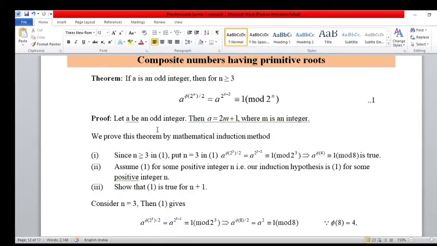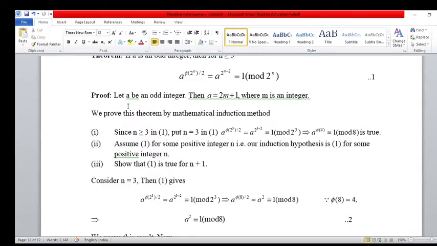Now for the proof, let a be an odd integer, then by the definition of an odd integer, a is denoted by 2m plus 1, m is an integer. We prove this theorem by mathematical induction. We have here three conditions. The first condition is n equal to 3. Put this value in this equation. We obtain a raised to the power 4 congruent to 1 mod 8 is true.